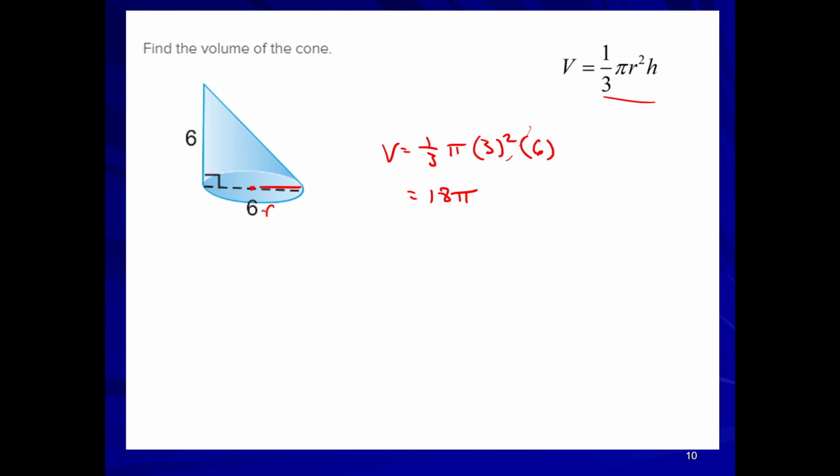And again, if this were feet, this would be feet cubed. Did I do that right?